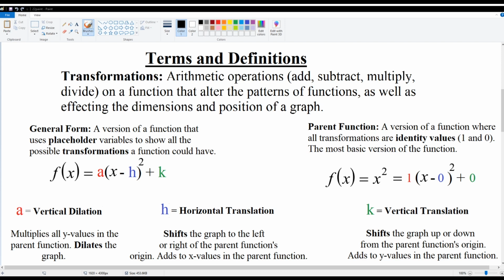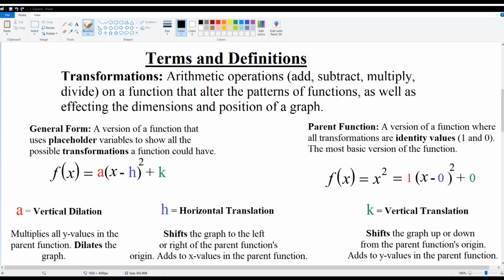H and k are both translation transformations, meaning that the origin of the graph for x squared, which we normally think of as (0, 0), gets moved either left or right depending on the value of h, and up or down depending on the value of k. If all three of these are set to their identity values, a being 1 and h and k both being 0, you just get plain old x squared.